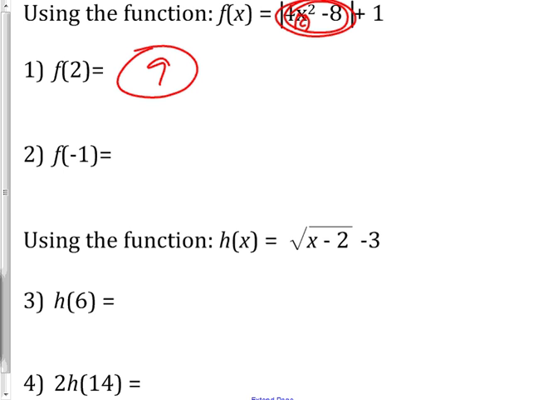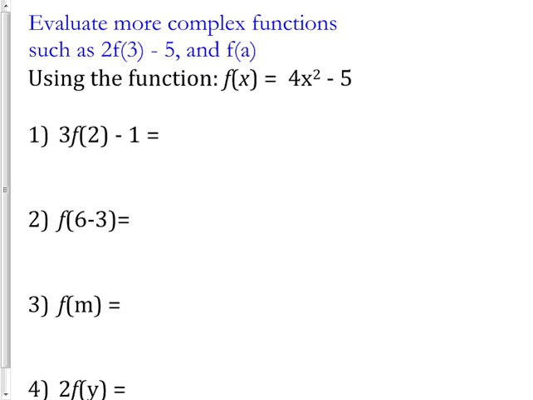Pause for just a second here. Got a little gap in audio there. We're back now.